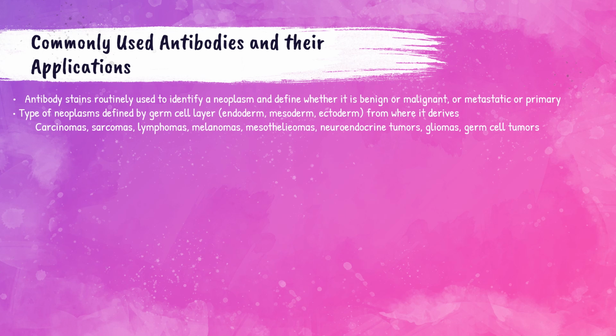So types of neoplasms include carcinomas, which start in the epithelial tissues of the body, sarcoma that develops in the connective tissue, lymphomas, which are in the lymphatic system, melanoma, which develops in the skin, mesotheliomas, which develop in the mesothelium, which is the tissue that lines the lungs and the abdomen, neuroendocrine tumors, gliomas, which are in the brain and also in the spinal cord, and germ cell tumors, which develop in the reproductive organs.